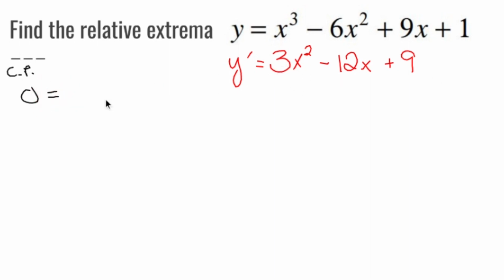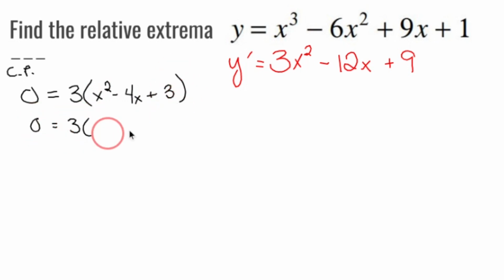I want to factor this guy out. Let's bring out a 3. X squared minus, let's see, divide a 3 from that gives me 4. Divide a 3 from that gives me 3. Let's keep factoring. 0 equals 3 times, let me think, 2 numbers that add up to -4 and multiply out to +3 are going to be -3 and -1 in no particular order.